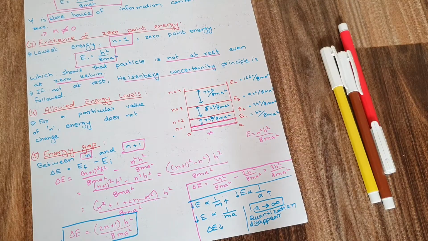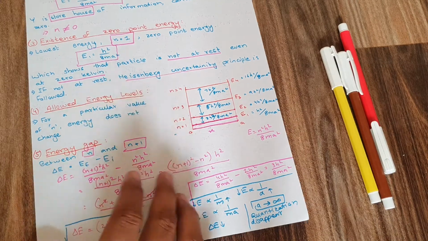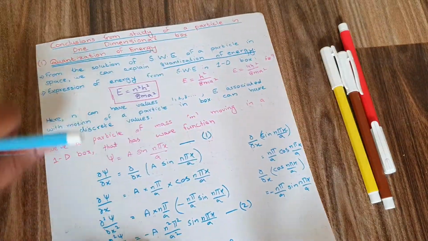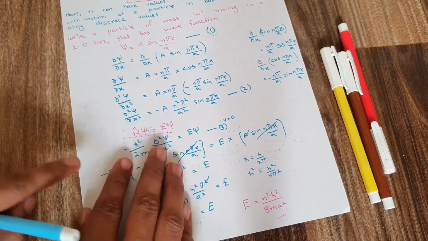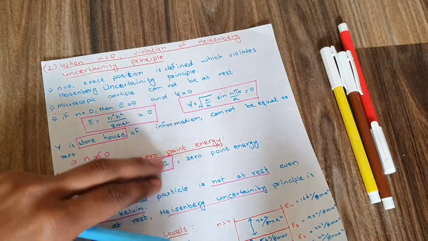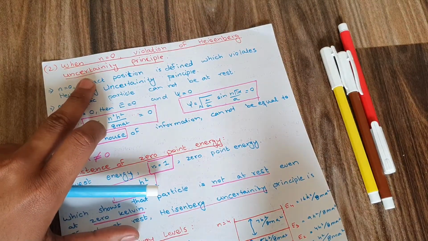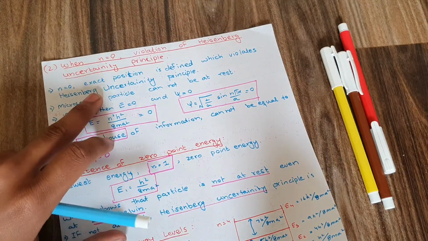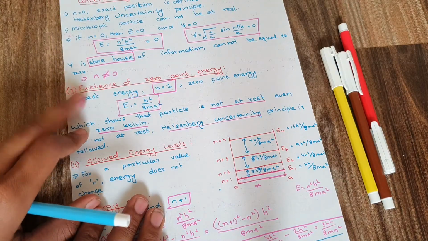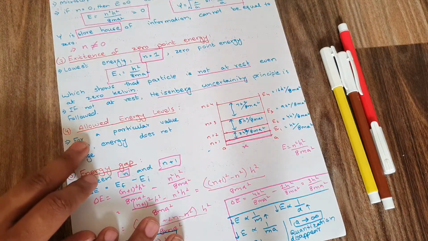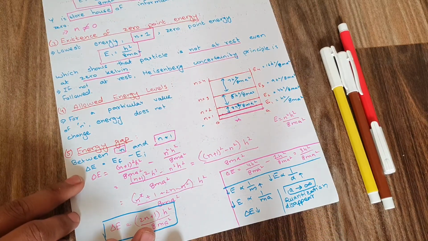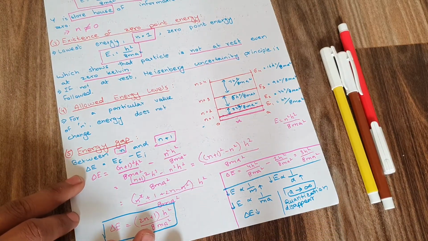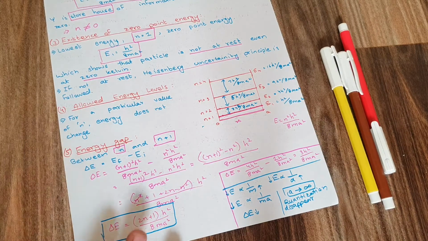So we have described 5 conclusions from the particle in a one-dimensional box. The first conclusion was the quantization of energy. The second conclusion was that when n is equal to 0, there is a violation of the Heisenberg uncertainty principle. The third conclusion was the existence of zero-point energy, the fourth was the allowed energy levels, and the fifth was the energy gap. The 6th, 7th, 8th, 9th and 10th conclusions will be described in our next videos.